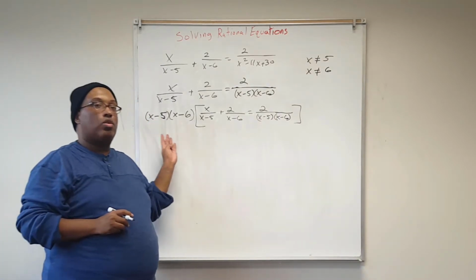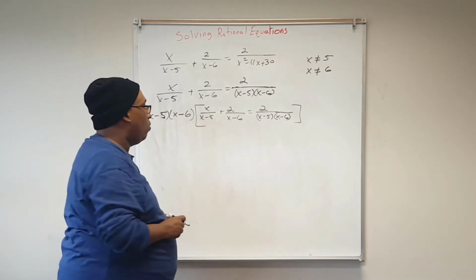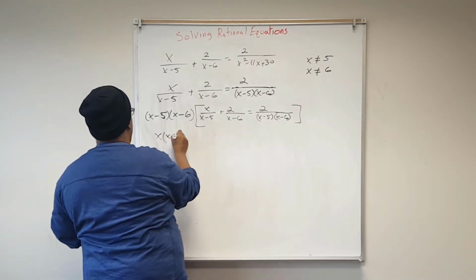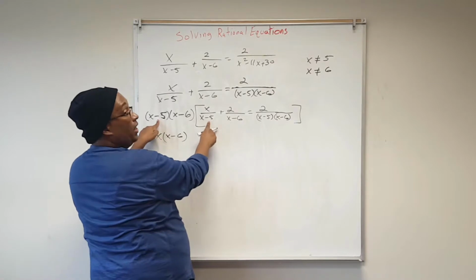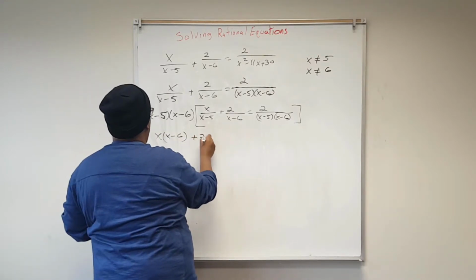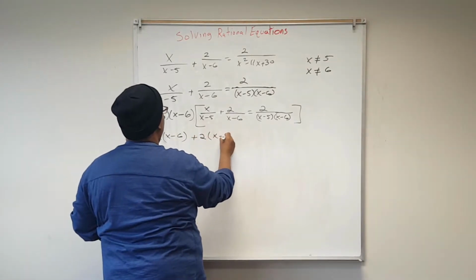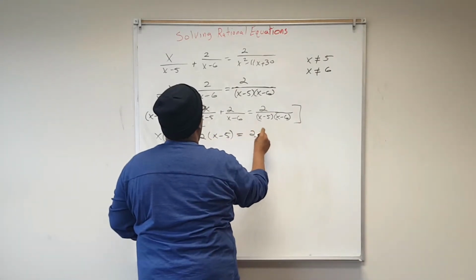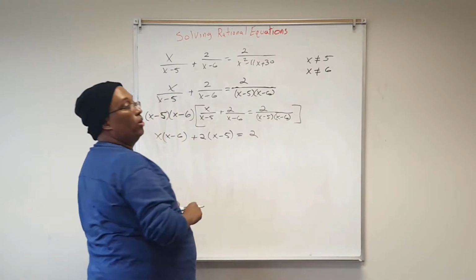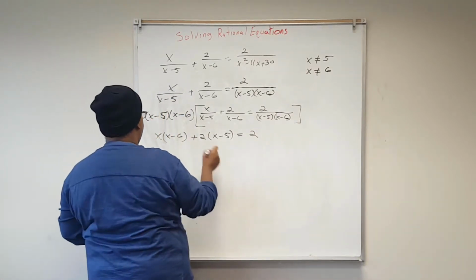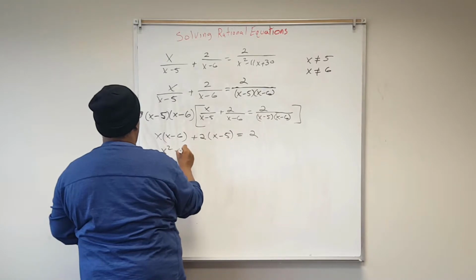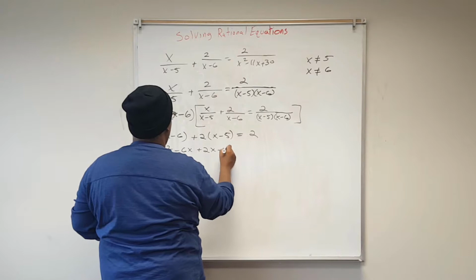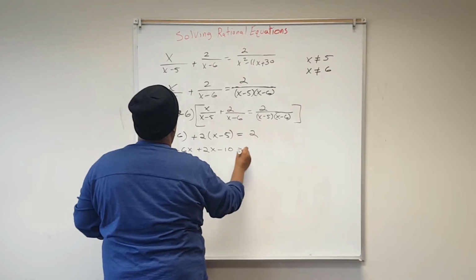When we use the distributive property here, we get the following. X times x minus 6, this and this cancels. 2 times x minus 5, this and this cancels. Both of these cancel, so we just have 2. Using the distributive property, we get x squared minus 6x plus 2x minus 10 equals 2.